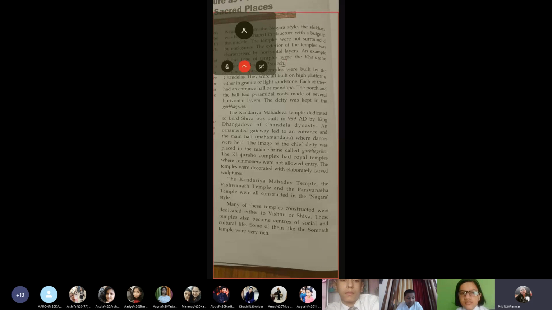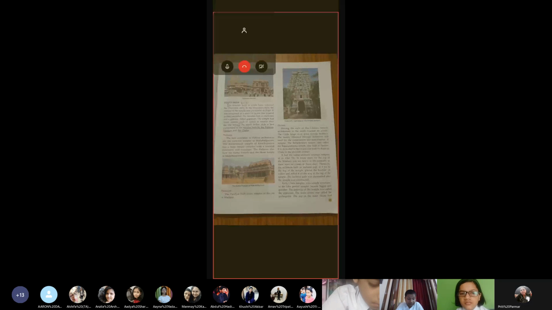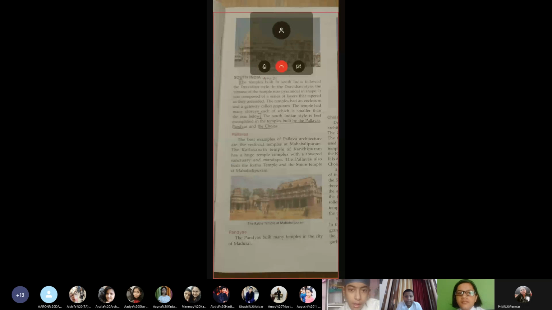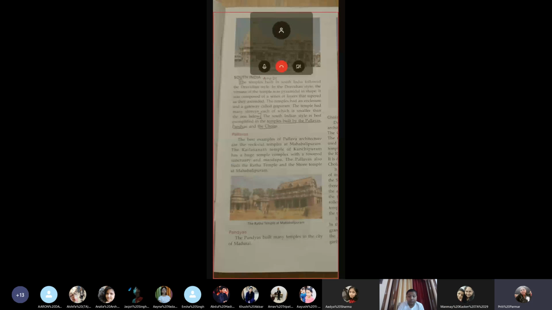Now, moving on further, we come on to the latest one, the South India. Now, the temples built in South India followed the Dravidian style. Underline this. The temples built in North India had the Nagara style. The temples in South India were built in the Dravidian style. Please underline this. Now, what is Dravidian style? Let's see this. In the Dravidian style, the Vimana of the temple was pyramidical in shape. Vimana means the Shikhara they are talking of.